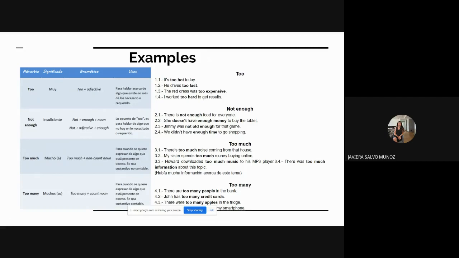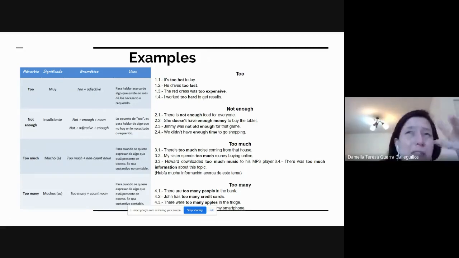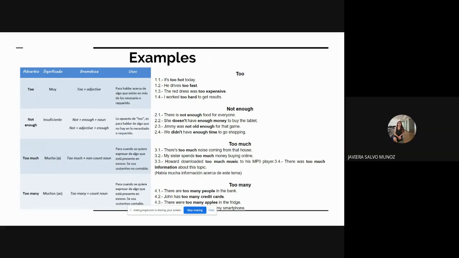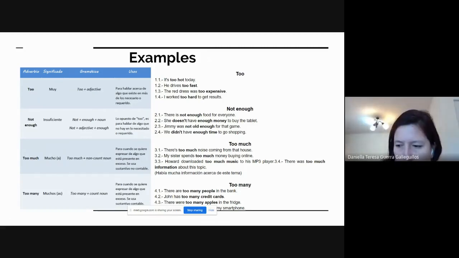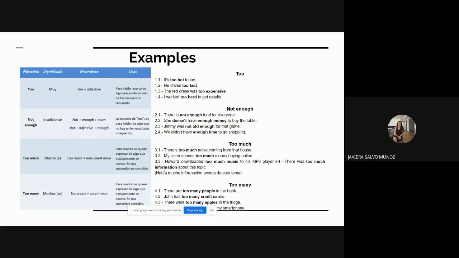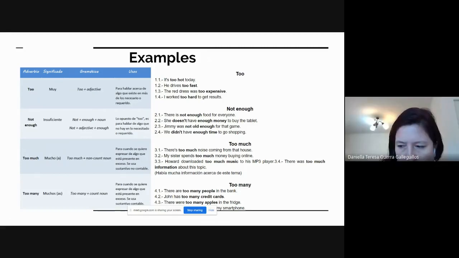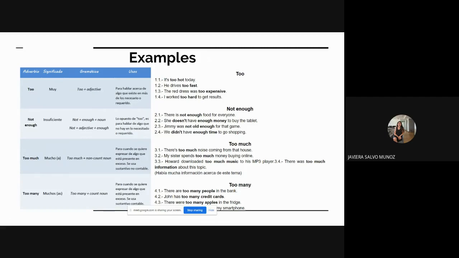Not enough significa insuficiente. Es not más enough más noun. Noun means sustantivo, por si acaso. Not más adjective más enough. Es lo opuesto a too, es para hablar algo que no hay en lo necesitado o requerido. There is not enough food for everyone. She doesn't have enough money to buy the tablet. Jimmy was not old enough for that game. We didn't have enough time to go shopping.